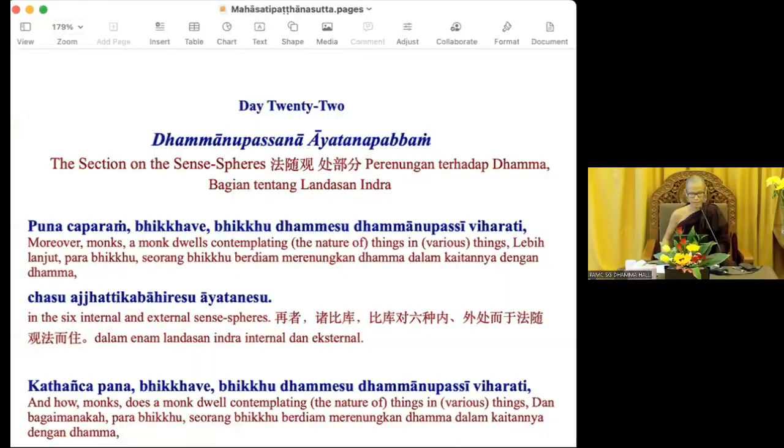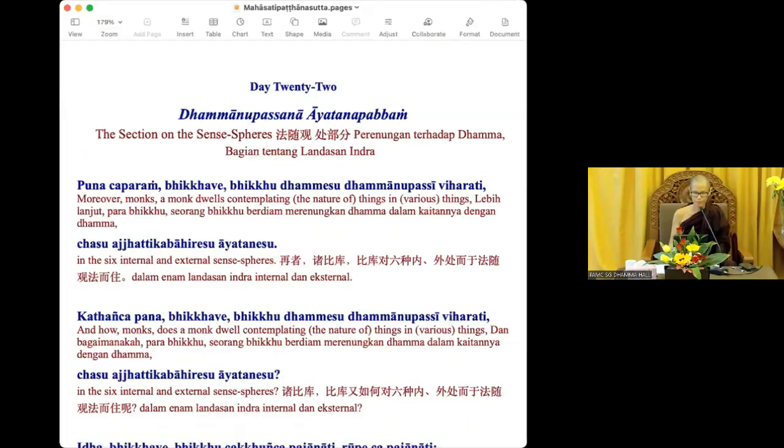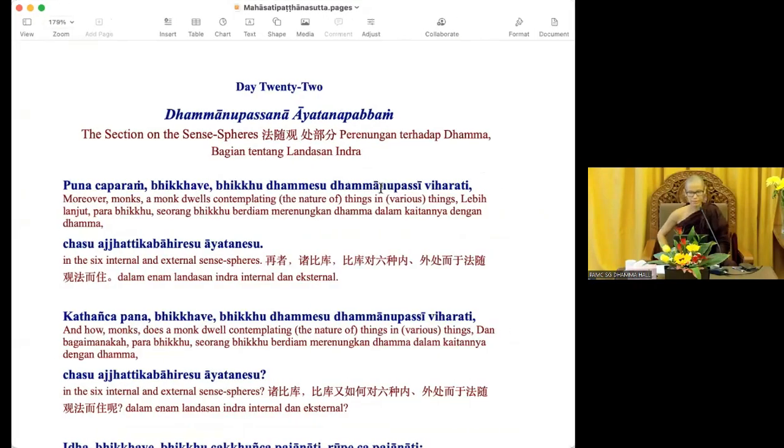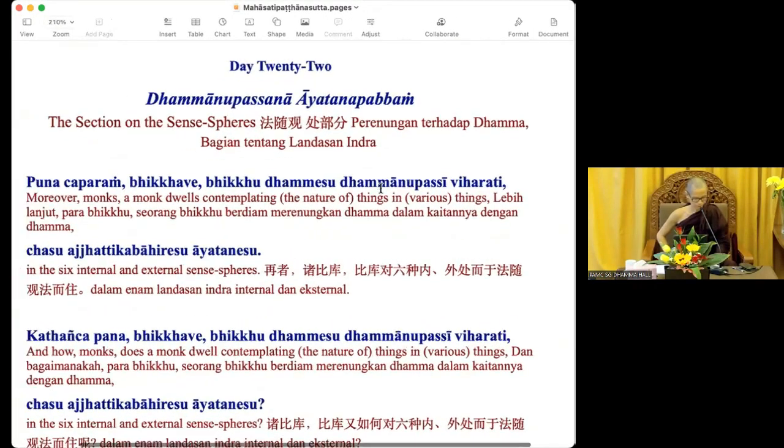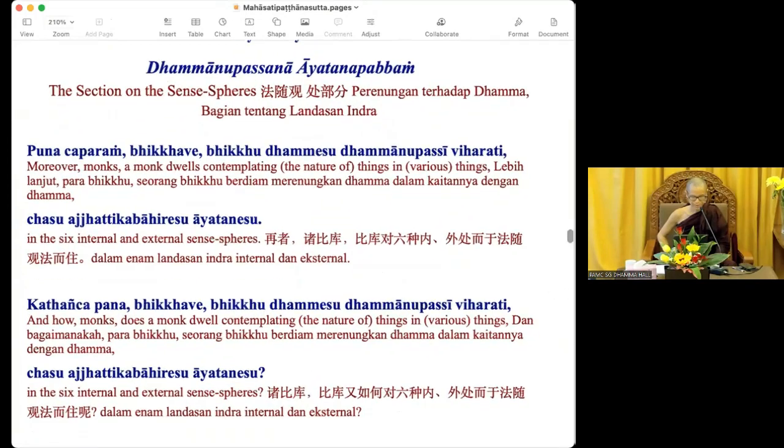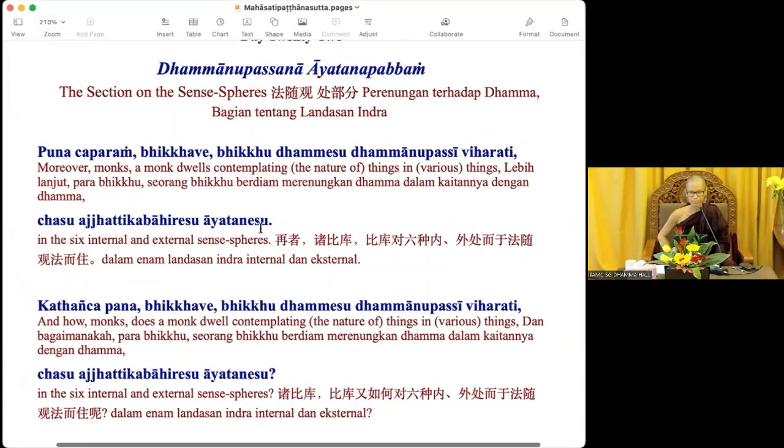We will continue Mahāsatipaṭṭhāna further. Dhammanupassana, the ayatanas. There are 12 ayatanas. First of all, we should know the 12 ayatanas.